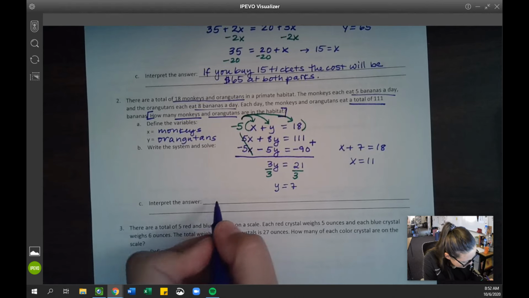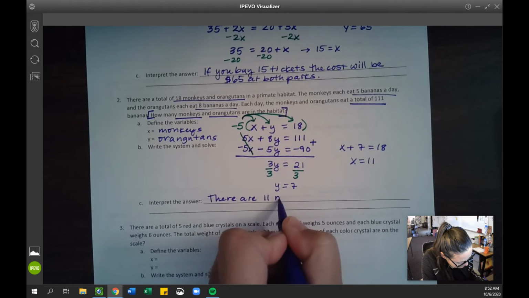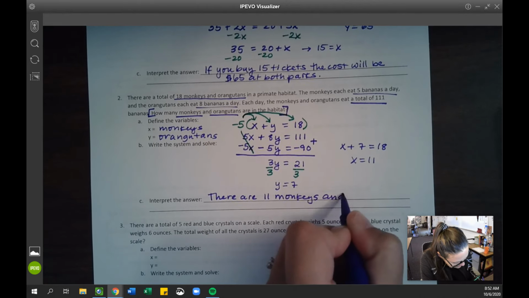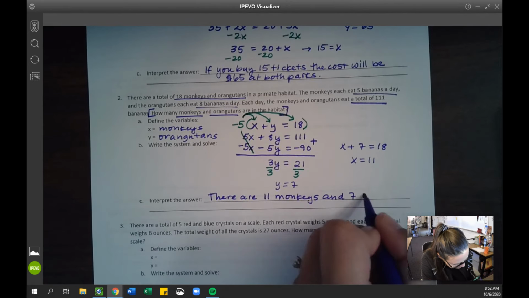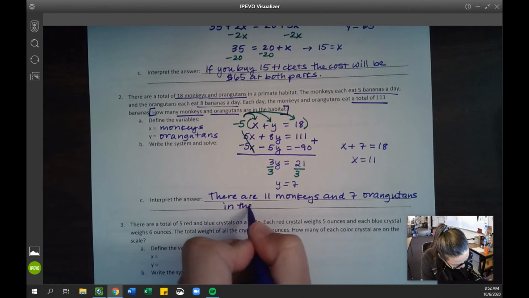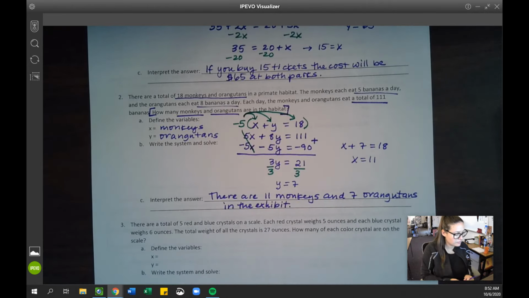So what that means is there are 11 monkeys and 7 orangutans in the exhibit. There are 11 monkeys and 7 orangutans in the exhibit.